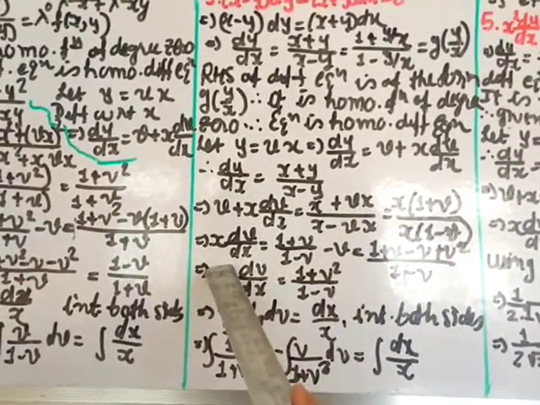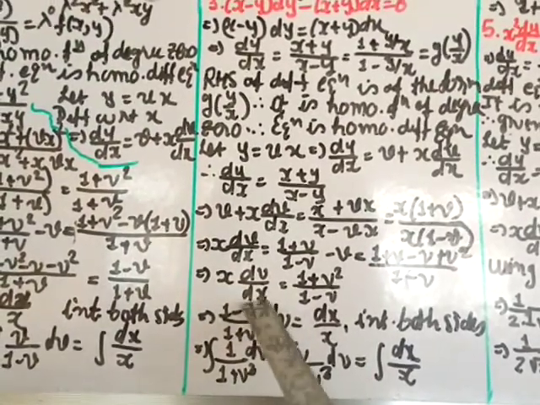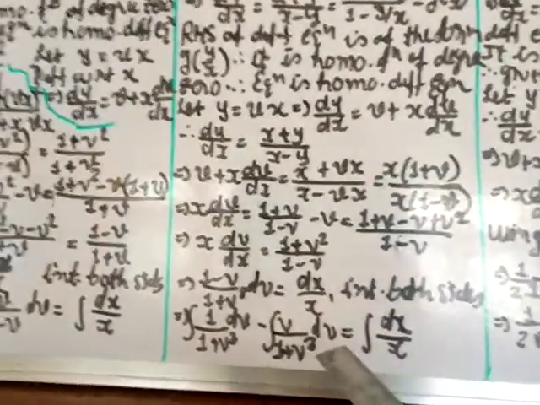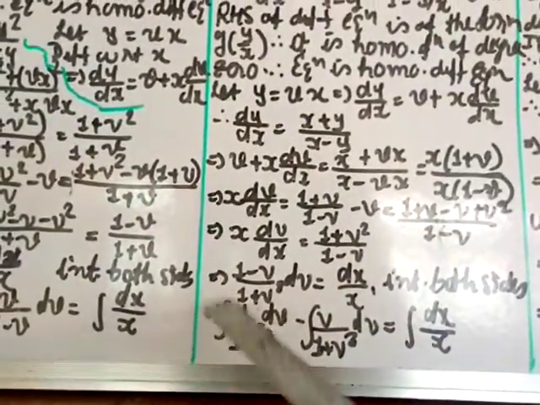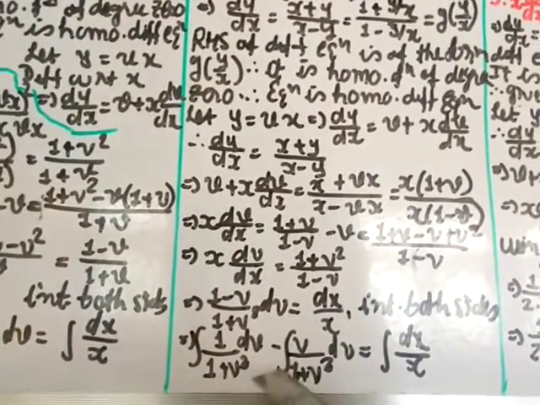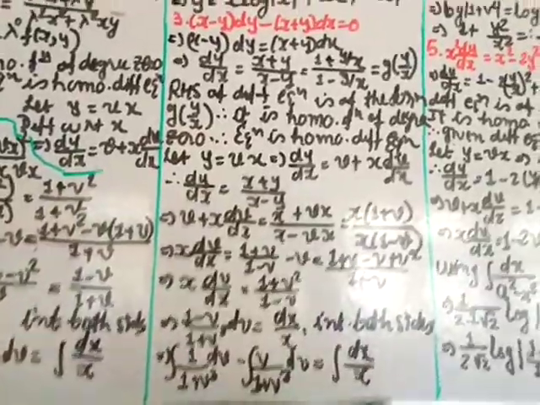So 1 minus v you transfer, it will go in the numerator. 1 plus v square transfer to the denominator. Here dv and dx you transfer, dv in the numerator and x in the denominator. Integrating both sides. Here also I am separating: one integral 1 by 1 plus v square dv minus integral v by 1 plus v square dv equal to integral dx by x.